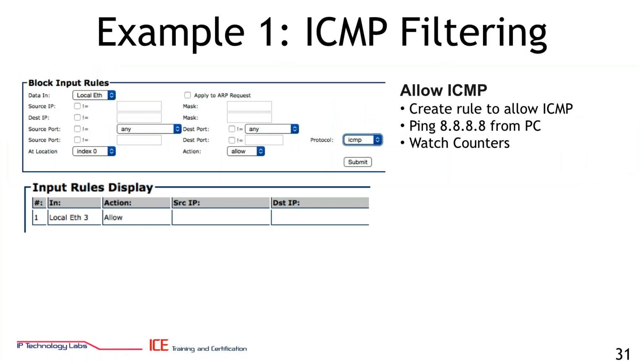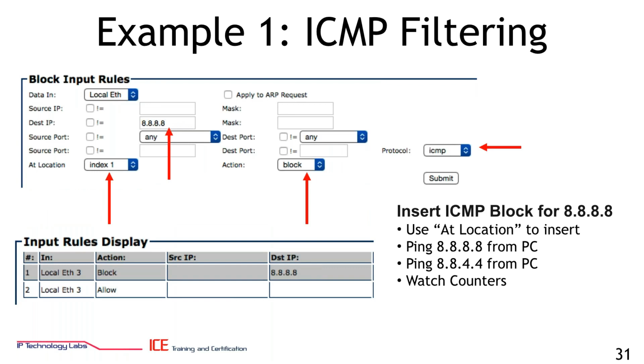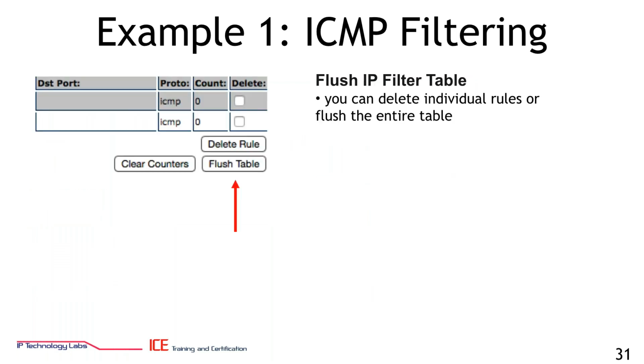This is a really good example where we start talking about the redirects. So we can create a rule to allow ICMP packets, and this is one of the ones that we do in the 3-day training. And then ping 8.8.8.8, see the counters going. We can insert a block rule in line from the PC and see that it's getting blocked. We can flush our table.